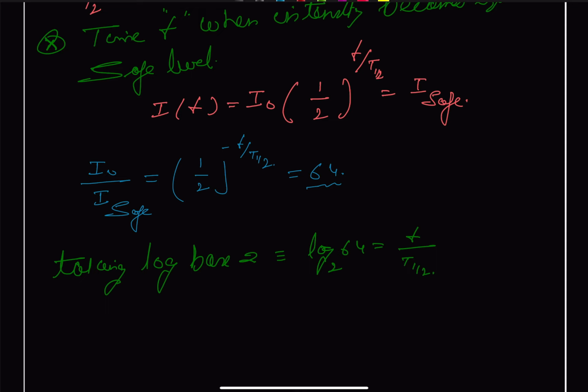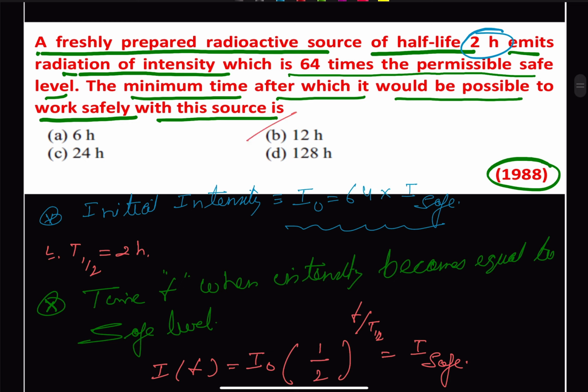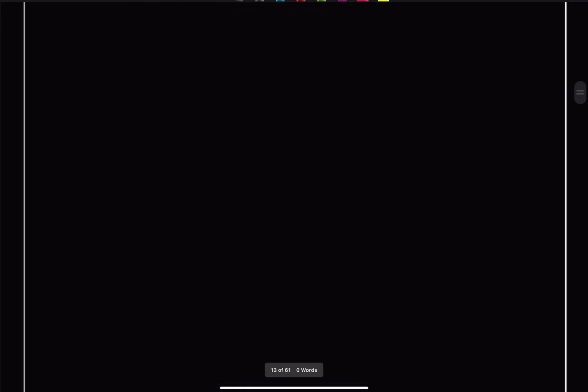Log to the base 2 of 64 is our 6. This will be equal to t upon t half, which is given as 2. So therefore we get that the time t will be equal to 12 hours. So in the 12 hours, option B is correct. Next question.